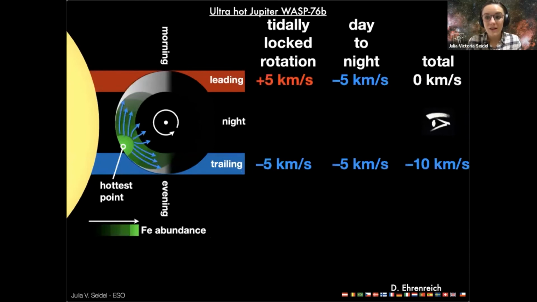And if to that, we now add a day to night side wind of 5 kilometers per second, so that this iron is dragged by the day to night side wind in the atmosphere over both limbs from this hottest point, that would mean that for the trailing limb, we have the rotation of the planet itself, plus the atmospheric dynamics of 5 kilometers per second, leading us to an offset of 10 kilometers per second. And on the leading limb, the day to night side wind is offset by the planetary rotation itself. So iron, although it is moving within the planet atmosphere, to us appears at 0 kilometers per second.